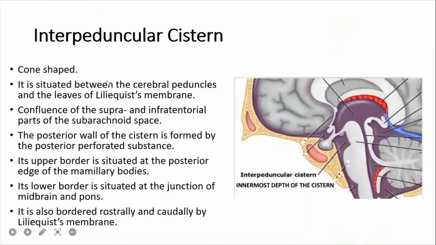So the interpeduncular cistern is cone shaped. It is situated between the cerebral peduncle and the leaves of the liliequist membrane, at the confluence of the supra- and infratentorial parts of the subarachnoid space. The posterior wall of the cistern is formed by the posterior perforating substance. The upper border is situated posterior to the edge of the mammillary body. The lower border is situated at the junction of the midbrain and the pons. It is also bordered rostrally and caudally by the liliequist membrane.